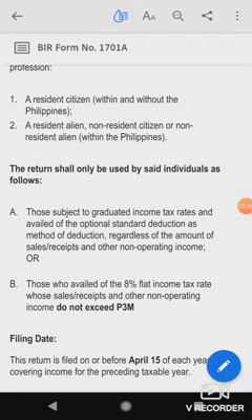Letter A. Those subject to graduated income tax rates who availed of the optional standard deduction, or OSD, as the method of deduction, regardless of the amount of sales, receipts, and other non-operating income. Letter B. Those who availed of the 8% flat income tax rate whose sales, receipts, and other non-operating income do not exceed 3 million annually.